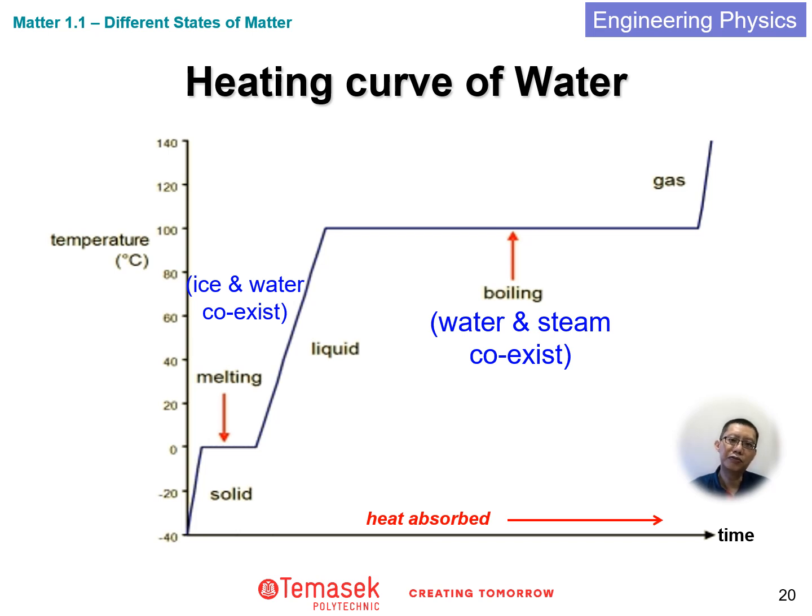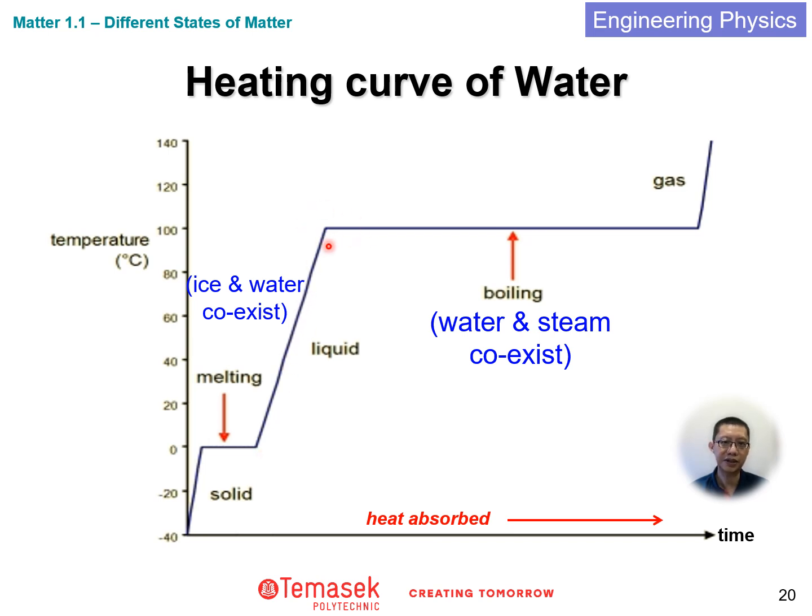This is the heating curve of water, showing how the temperature of water changes as heat is absorbed over time. Starting as a solid state, as heat is added, the temperature rises until it reaches 0 degrees Celsius, where melting occurs. At this point, ice and water coexist as the solid turns into liquid, but the temperature remains constant during this change of state.